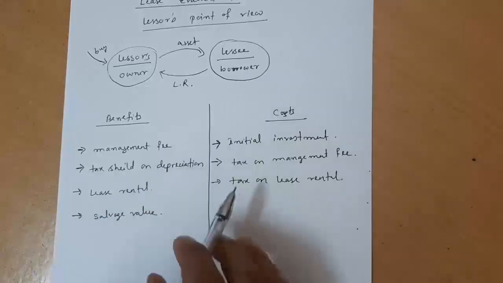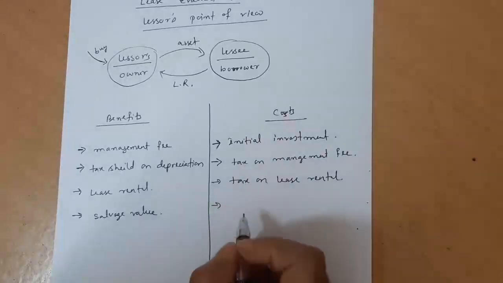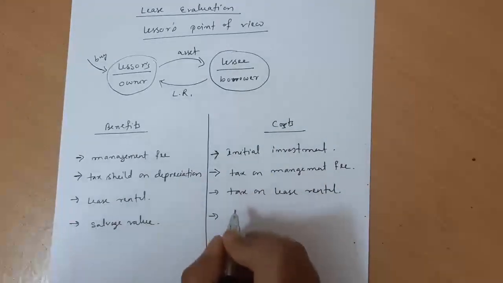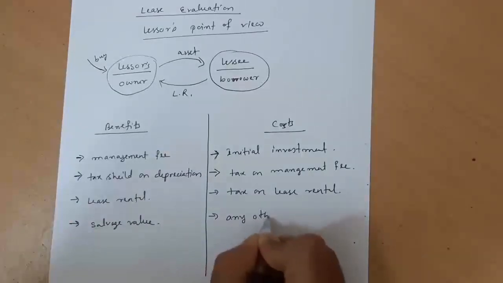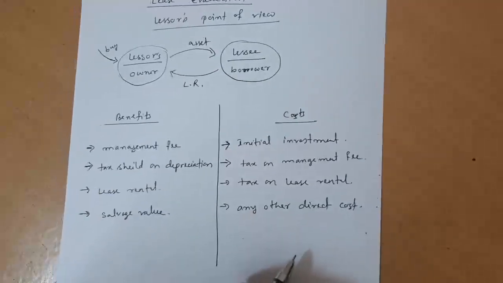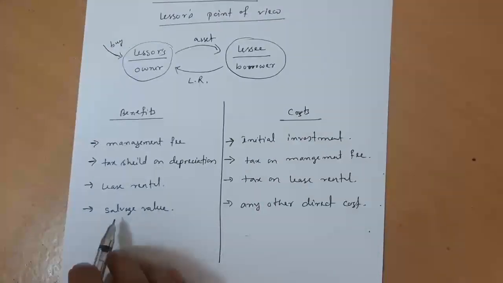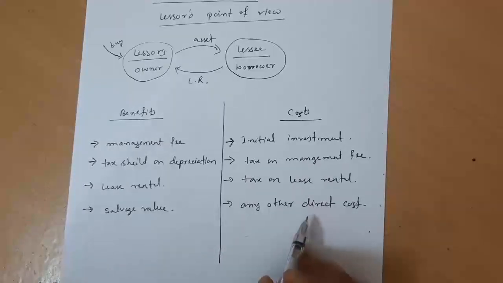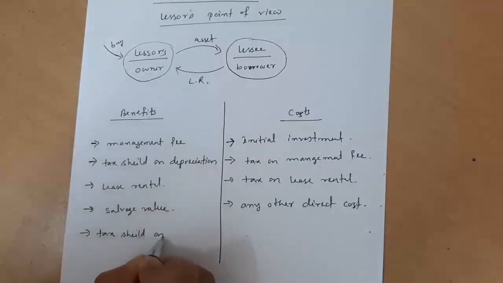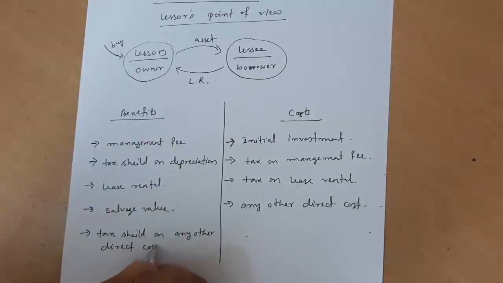All right, now apart from this, in the entire process of leasing, there can also be certain other miscellaneous expenses, or costs which the lessor is going to incur in the process of leasing. So you can also consider any other direct cost which the lessor is bearing on the lease. That will be a cost, and whenever this cost is there, you will also get some tax benefit on that. This may not be there in certain cases, but if it is there, then you will get the tax benefit as well. So tax shield on any other direct cost.